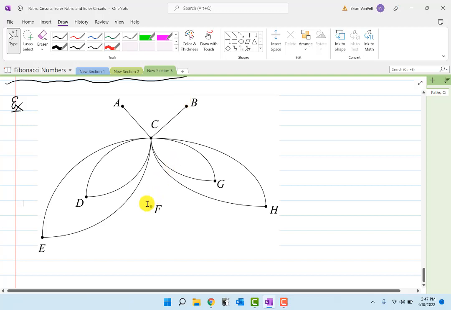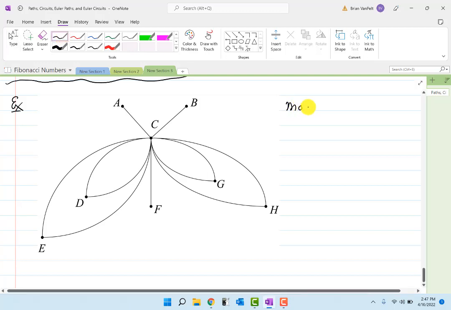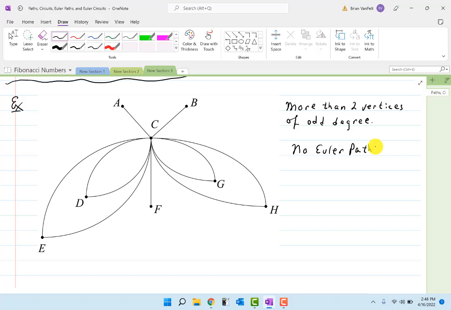However, F, look at it right there. F has degree 1 also. We have more than 2 vertices of odd degree. So what does that mean? No Euler path. And remember, that'll also take out the fact that there's no Euler circuit, because that's an Euler path too. So there's no path, no circuit.